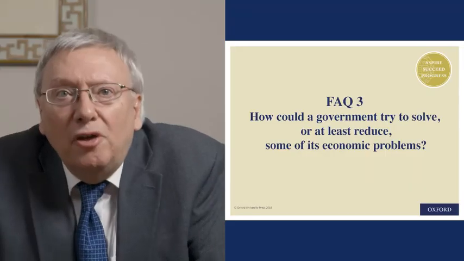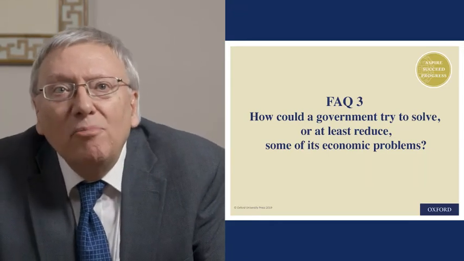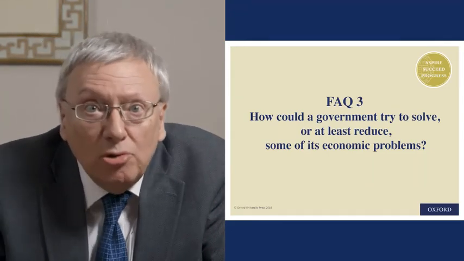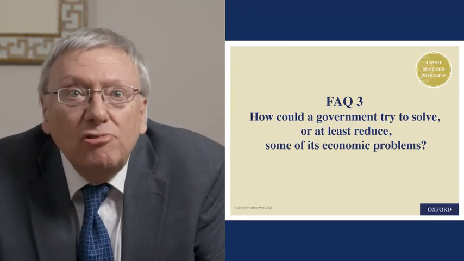The third frequently asked question relates to how a government could try to solve, or at least reduce, some of its economic problems, such as reducing a high level of unemployment. Students are generally reasonably good at writing about monetary policy and fiscal policy, but they are less confident when writing about supply-side policy. Monetary and fiscal policy both look at the problem from the demand viewpoint, and so the solution to high unemployment in an economy would be to use monetary and fiscal policies to stimulate demand so that more people would be able to obtain a job.